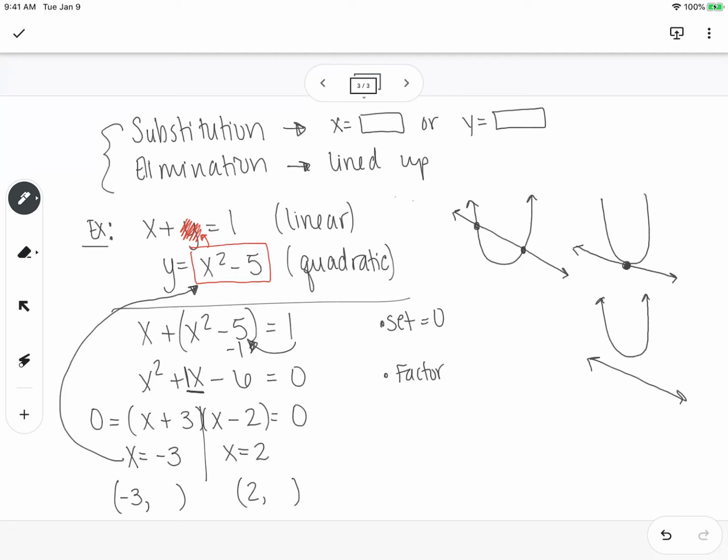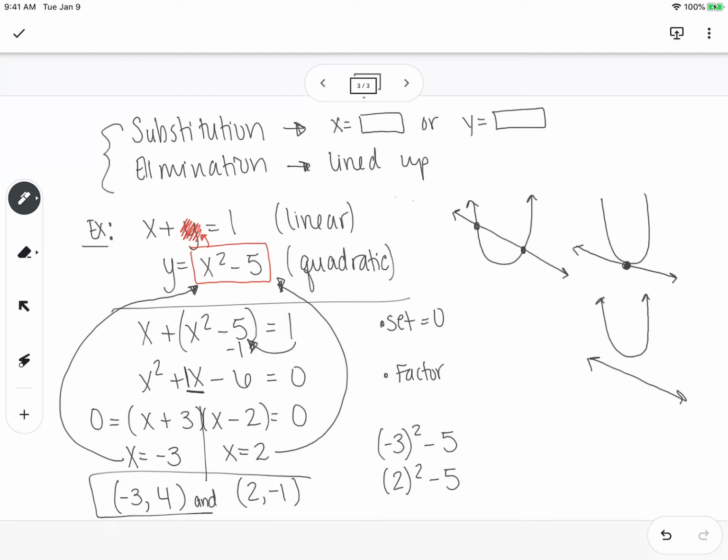So let's first plug in negative 3. Don't forget your parentheses, so negative 3 squared minus 5, that's 9 minus 5 is 4. So when I plugged in negative 3, I got 4. Now let's take the 2 and plug the 2 in. So now I have 2 squared minus 5. 2 squared is 4. 4 minus 5 is negative 1. So I have two solutions. I have negative 3 comma 4 and I have 2 comma negative 1.